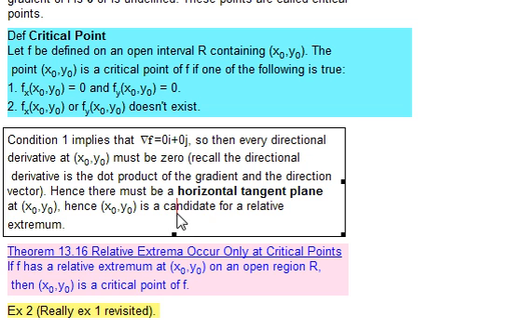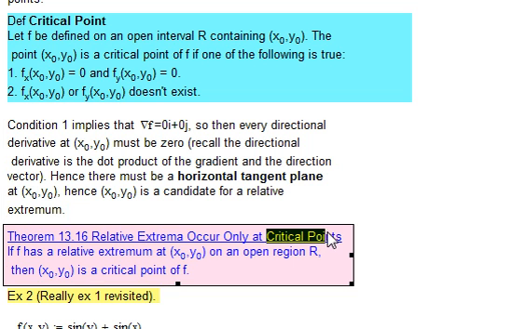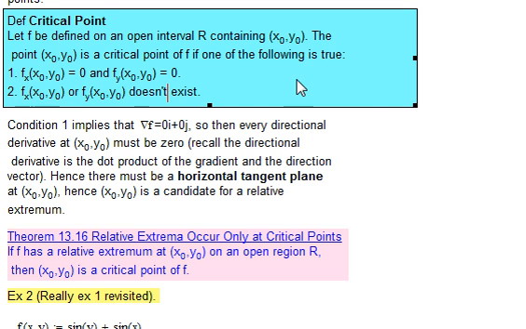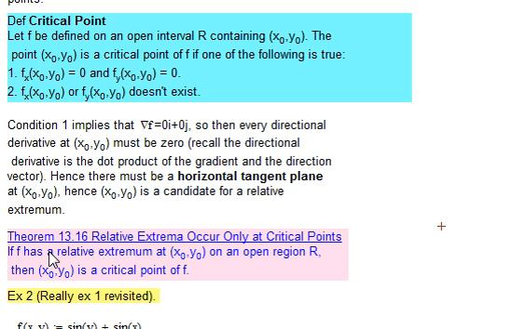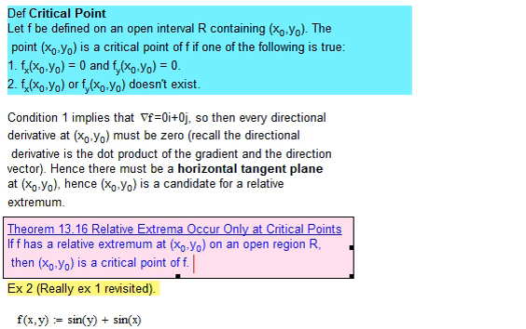That makes it at least a candidate for a relative extremum, but it need not necessarily be a relative extremum, and we'll see why later. So we know what a critical point is now: a place where the gradient is 0, or a place where either partial derivative does not exist. Relative extrema, according to our theorem here, only occur at critical points. So if f has a relative extremum at this point on an open region R, then that is a critical point.